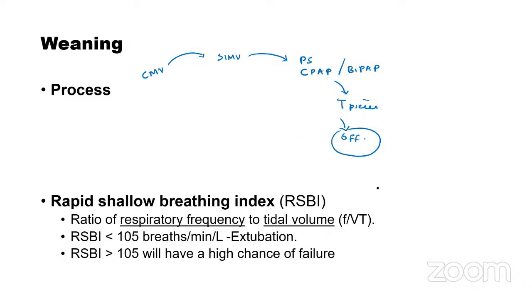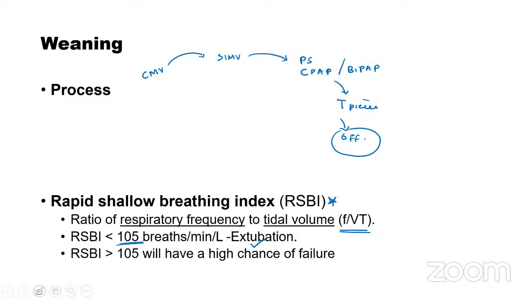Of which, another question which is commonly asked is, what is rapid shallow breathing index, RSBI? It is nothing but the respiratory rate divided by the tidal volume. If you get less than 100, or you can say 105, you can think about extubation. And if you get more than 105, you shouldn't think of extubation very easily, because there is a chance of weaning failure. So rapid shallow breathing index and various modes of weaning are also important.